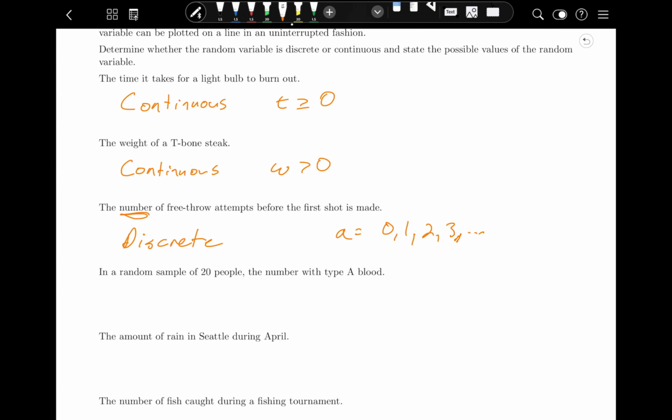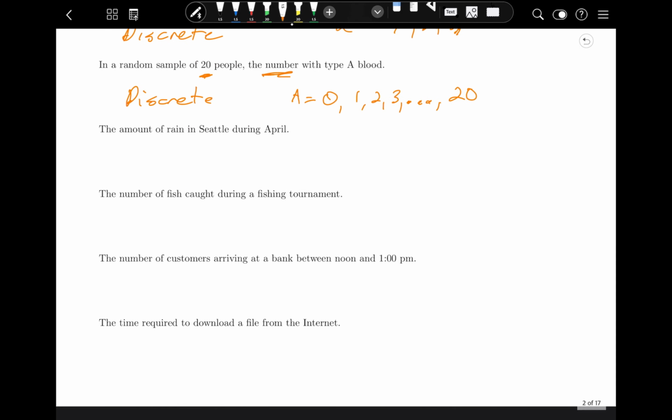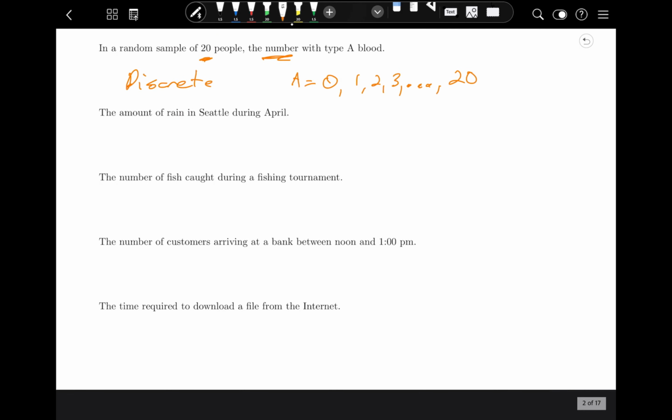In a random sample of 20 people, the number with type A blood. Once again, you see the word number, which means we're counting it, so that's going to be discrete. So in this case, the number of people with type A blood, so let's just use a capital A for that, could be 0, 1, 2, 3, but there is a maximum here because we're only sampling 20 people. So that's 0, 1, 2, 3, all the way up to 20. Okay. So at this point, what I'd like you to do is pause the video and try the rest of these problems. So decide whether they're discrete or continuous and what values they could be.